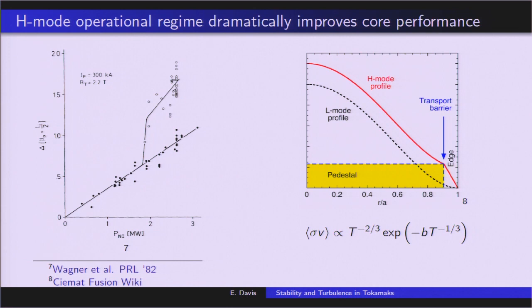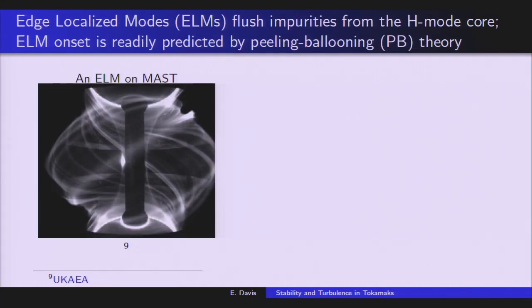So increasing the temperature will allow you to get an exponential increase in the rate of your reactions. So the rest of my talk is going to be talking about this edge region and focusing on how we can understand this and how that dictates the properties of our tokamaks that we are looking at.